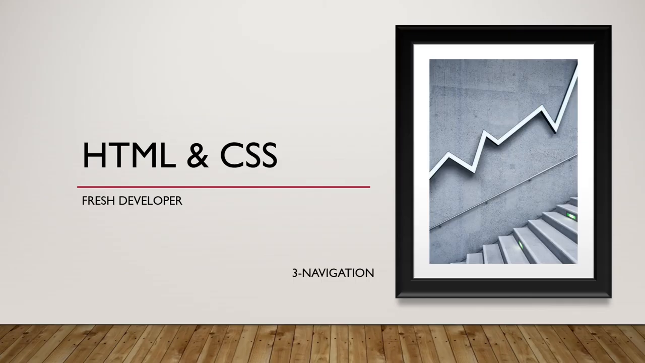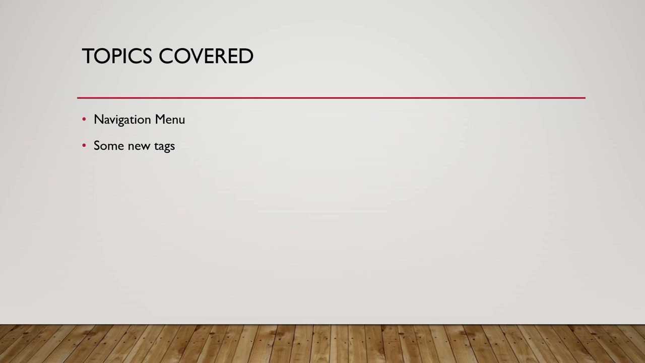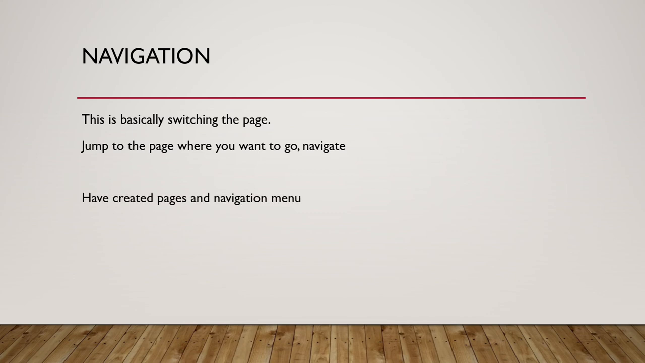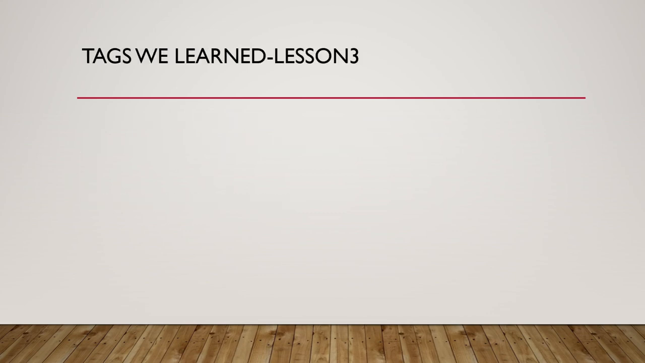So let's quickly summarize what we have learned in this lesson. We covered the navigation menu and some new tags. Navigation is basically switching the page and jumping to the page where you want to go. I have created pages and a navigation menu on that. The first tag we learned is the B tag, which makes the text bold. Strong we use in our content where we're making the package.